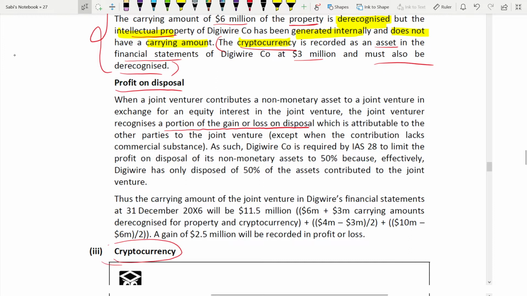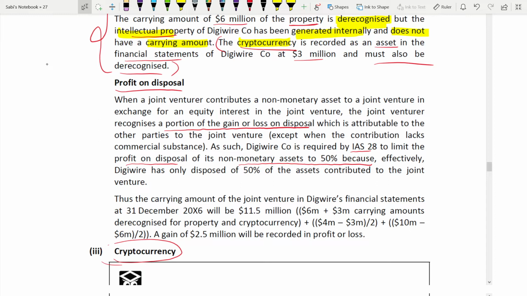As such, Digiwire is required by IAS 28 to limit the profit on disposal of its non-monetary asset to 50%. Okay, up to 50% only they can recognize. The 50% they derecognize, the one which they have disposed, because they are two partners, two persons who have the joint control. So everything is divided 50% among the two.